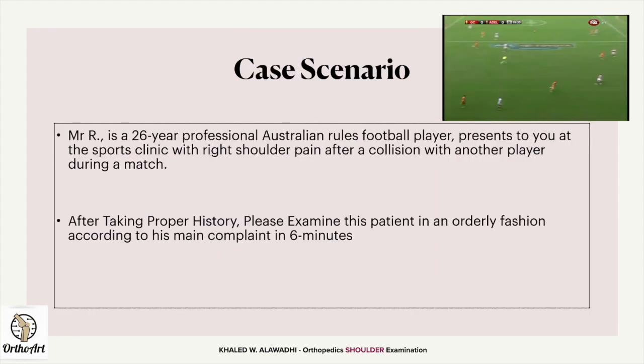So we'll start with the case scenario. This is Mr. R. He's a 26-year-old professional Australian rules football player. It's like the football or rugby player in the UK. He presents to you at the sports clinic with right shoulder pain after a collision with another player during a match. After checking a proper history, please examine this patient in an orderly fashion according to his main complaints in 6 minutes. So this is a video of the accident, what happened to the patient.